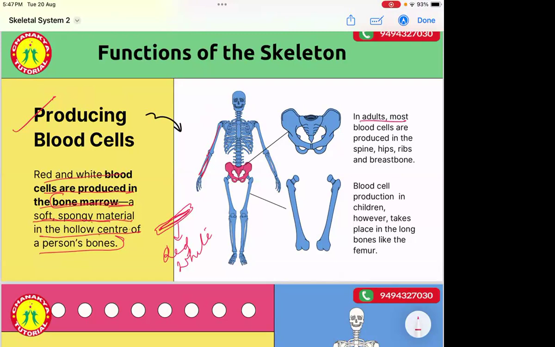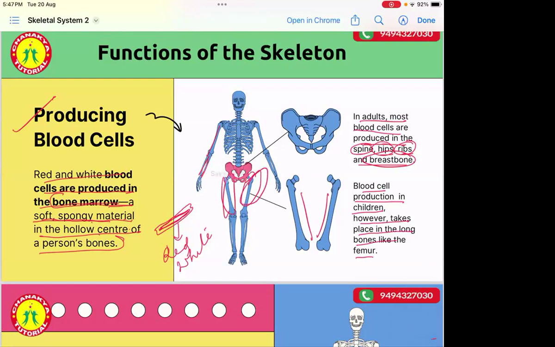In adults, most blood cells are produced in the spine, hips, ribs, and the breastbone. Blood cell production in children, however, takes place in the long bones like the femur. So in adults it happens in the spine, hips, and ribs, whereas in children it happens in the long bone, which is the femur. This is where the production of white blood cells and red blood cells happens.